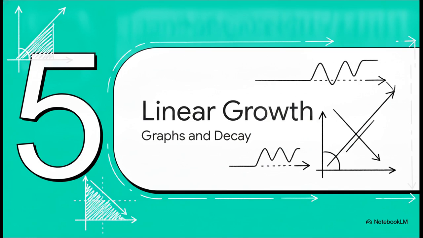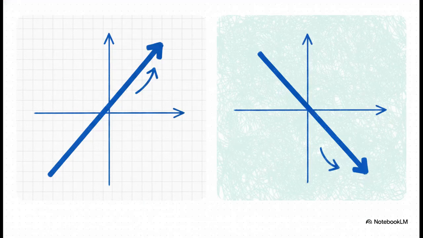Section 5, linear growth, decay, and graphs. Now we pull these linear polynomials off the page and map them visually. We represent a linear relationship with the equation y equals ax plus b. Visually, that coefficient a is your slope. If a is positive, meaning greater than 0, your line climbs up the graph from left to right. That's linear growth. But if a is negative, less than 0, the line steadily decays downwards. And that constant b, that's just your y-intercept, which is exactly where the line crosses the vertical axis.